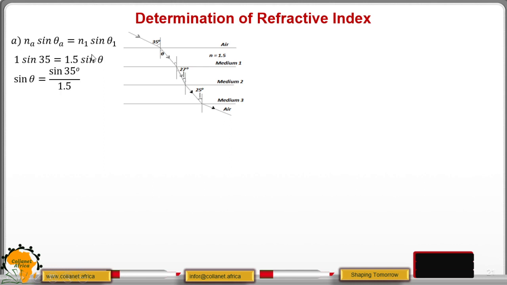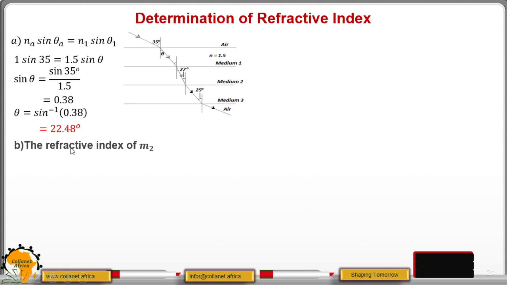Now to get the value of sine theta, you can divide through by 1.5. And when you divide, you get that it is 0.38. Therefore, to get the value of theta, it will be sine inverse of this value. So when you key in the sine inverse of this in your calculator, you get that theta is 22.48 degrees.